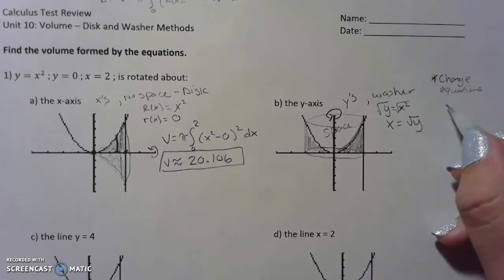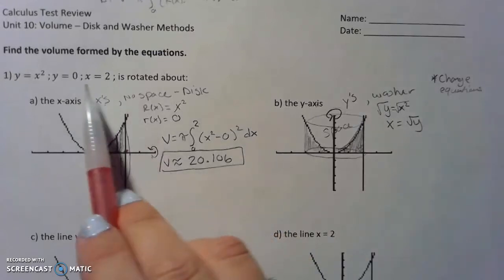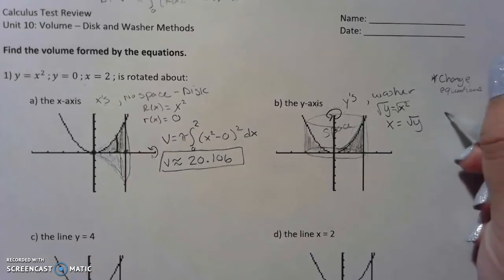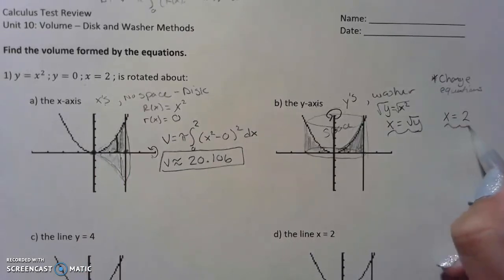Then for my other equation, I already have an equation over here that's solved for x, so that's the one I'm going to need. I'm going to write it here just so we see it. So these are the two equations that are in terms of y.